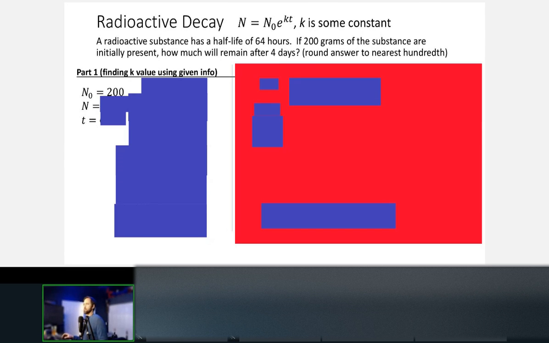Noah says he thinks that n is 100. Why do you think n is 100, Noah? It's after one half-life. So if you're saying n is 100, what does t equal? 64. Yeah, you are correct. So does anyone else agree with his reasoning that n is 100 and t is 64? You all agree with that?